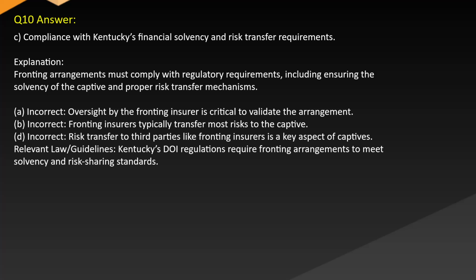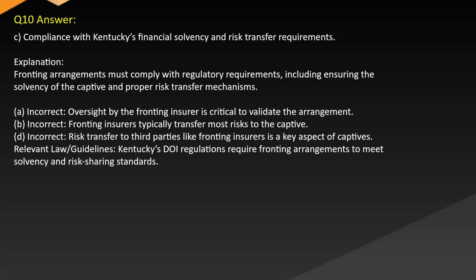Answer: C. Compliance with Kentucky's financial solvency and risk transfer requirements. Explanation: Fronting arrangements must comply with regulatory requirements, including ensuring the solvency of the captive and proper risk transfer mechanisms. A. Incorrect. Oversight by the fronting insurer is critical to validate the arrangement. B. Incorrect. Fronting insurers typically transfer most risks to the captive. D. Incorrect. Risk transfer to third parties like fronting insurers is a key aspect of captives.